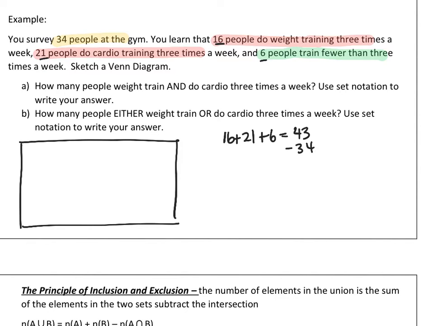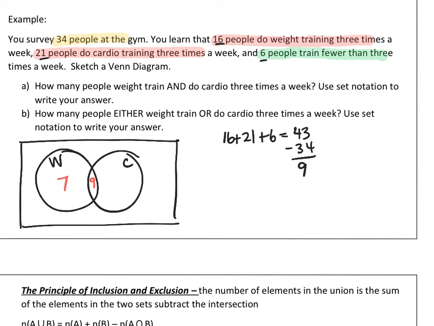So I've got too many responses, so the difference is my overlap. I've got people who do weights, 1 circle, and because it adds up to more than my total, I know that I've got overlap. My cardio is here. So I've got 9 people who must do both. My weight trainers, there's 16 of them, so that makes 7 people over here in the weights. Total of 21 people doing cardio, so that means that I've got 12 people over here just doing cardio, and it tells me that I've got 6 who do nothing.